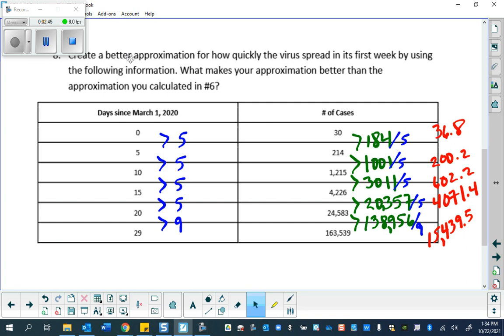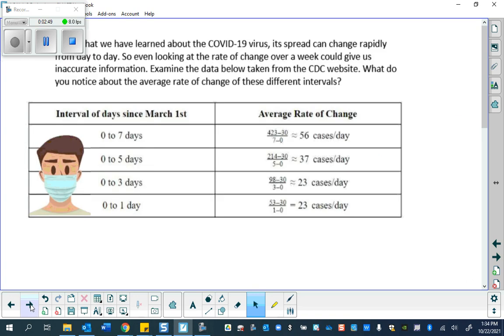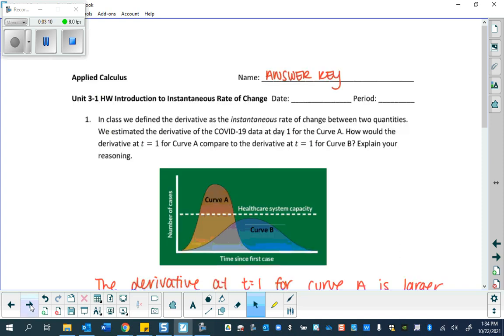So I want you to start thinking of this as how big of a bite of the x-axis are you going to take? Even if you just look at that first week, 0 to 7 days, 56 cases a day, 0 to 5 days, 37 cases a day, 0 to 3 days, 23 cases a day, but really if you just look at 1 day, it was 23 cases. So the numbers are all over the place.